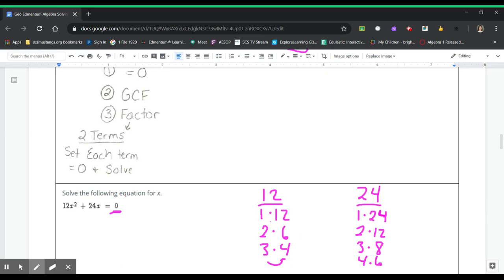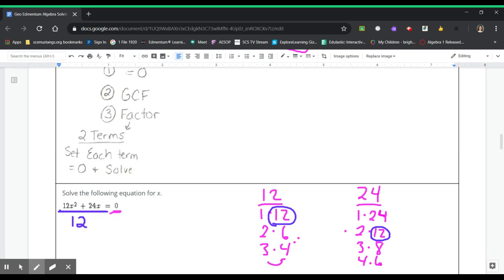So we want to look between these two lists that we have: what is the biggest number that multiplies to make both of those numbers? If we look at those lists, the biggest number between the two of them that they both have in common, or the greatest common factor, is going to be 12. So I can divide the whole thing by 12. That's the greatest common factor that's a number.